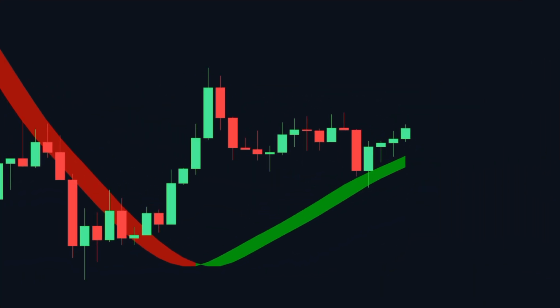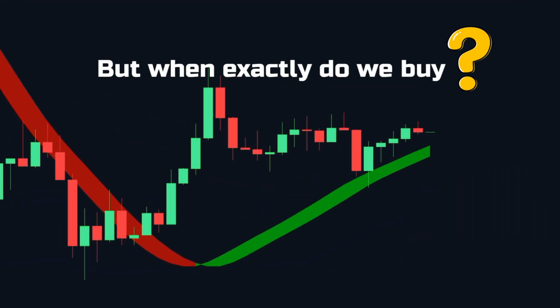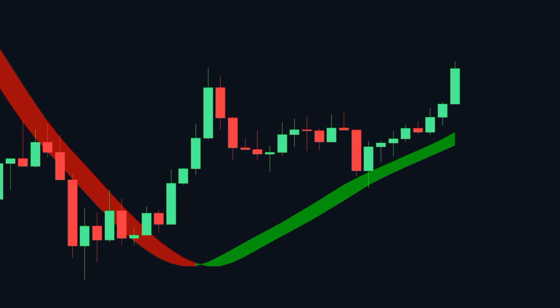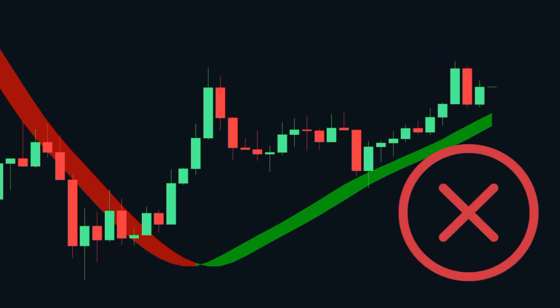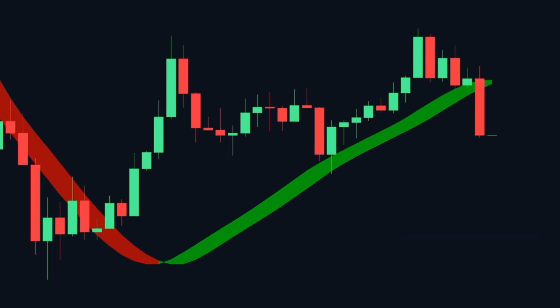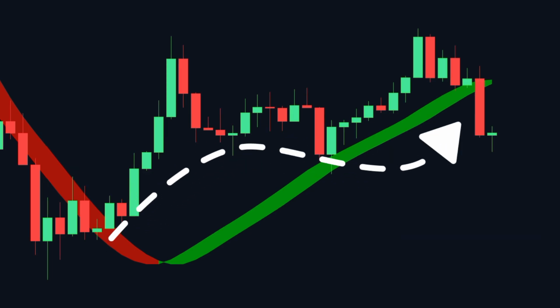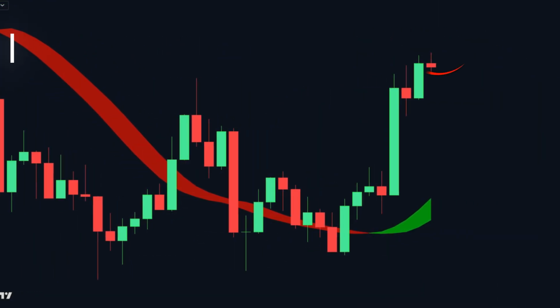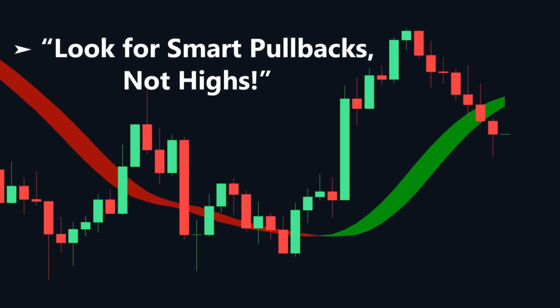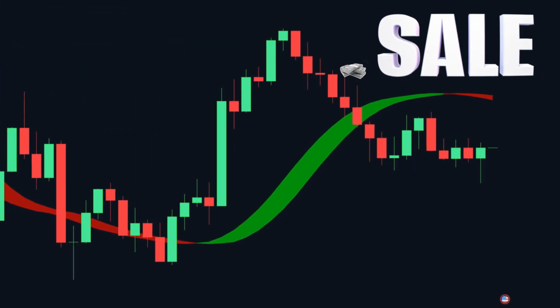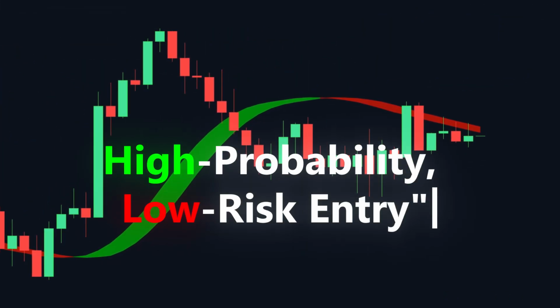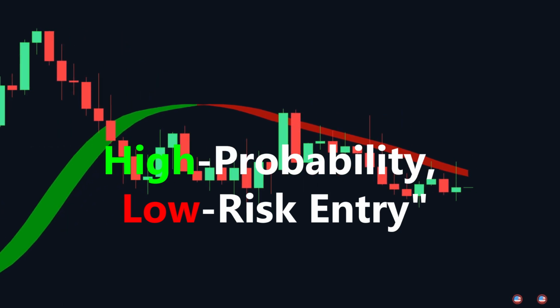The trend is up, the line is green, that's great. But when exactly do we buy? If you buy right here, you risk getting caught in a pullback and immediately being in a losing trade. And if you wait too long, you might miss the move entirely. What we need is a tool that tells us when the price has temporarily pulled back and is on sale, giving us a high probability, low-risk entry point within the main trend.